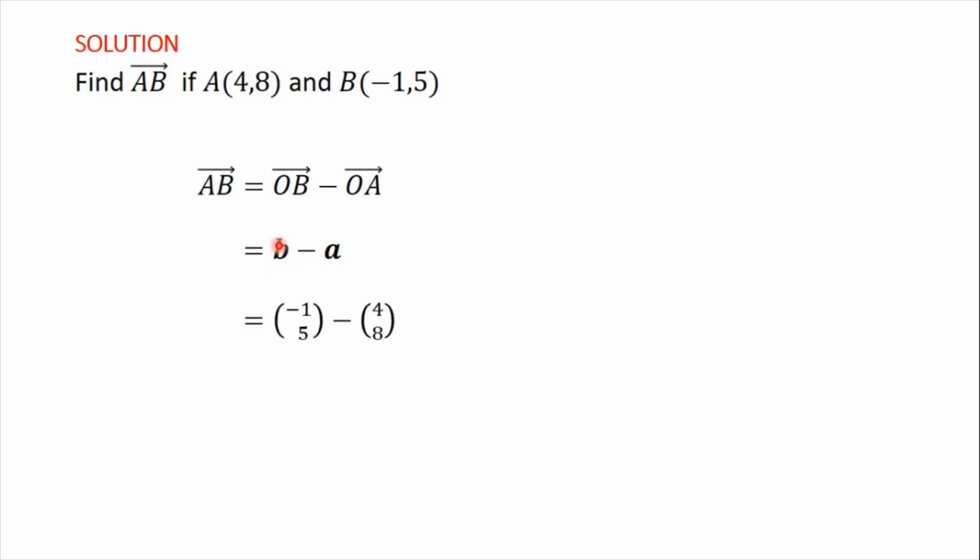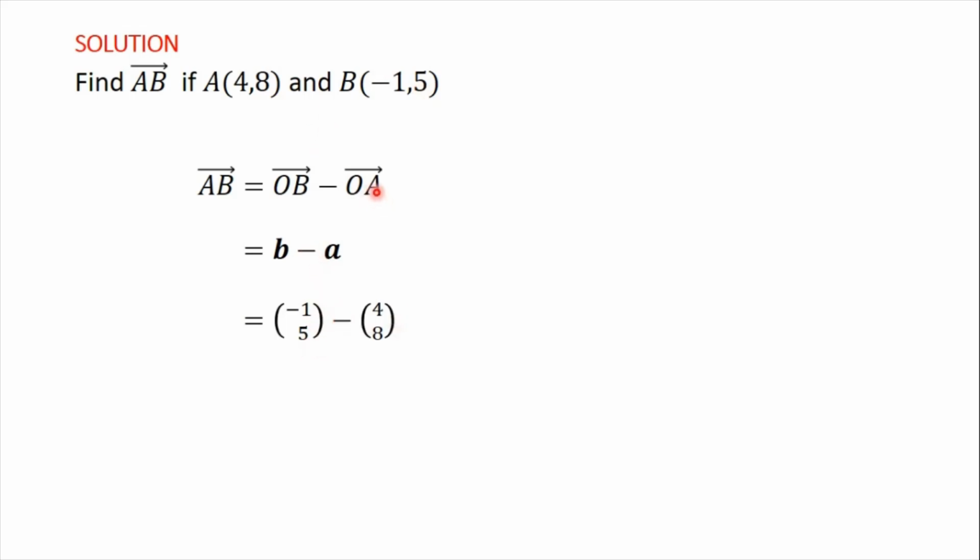The components of the position vector B are the coordinates of point B. So the x component of position vector B is the x coordinate of point B, which is -1. The y component of position vector B is the y coordinate of point B, which is 5. Then you bring your negative sign.